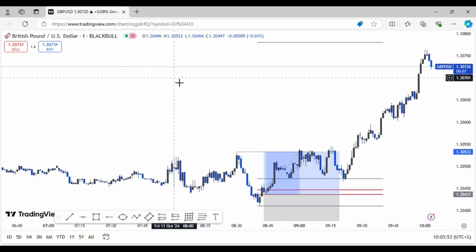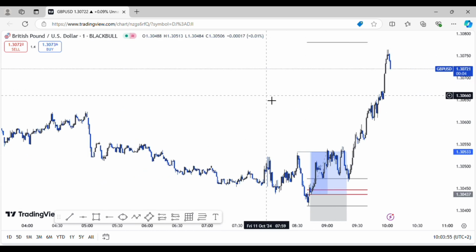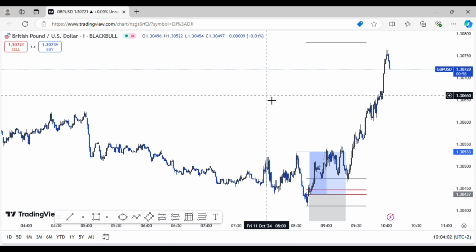So this is how it is, guys. Following a trend, following the market structure, knowing your phases, it's very important. And also knowing when the market is changing from an uptrend to a downtrend, it's very important, guys.